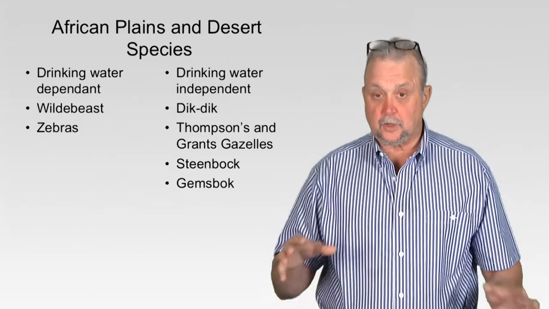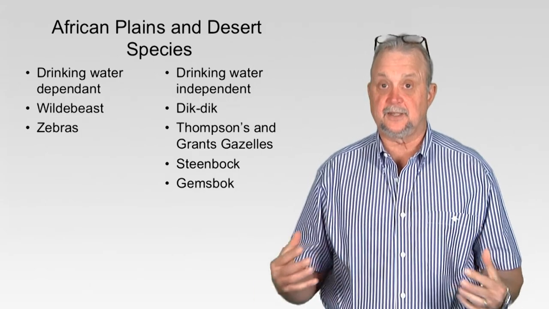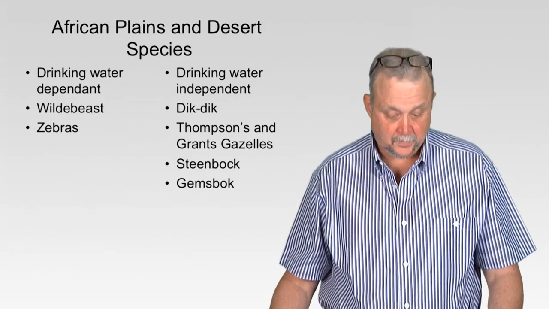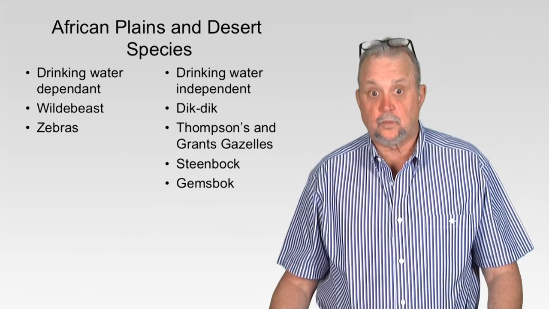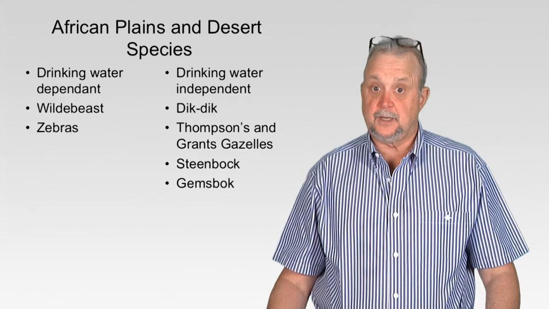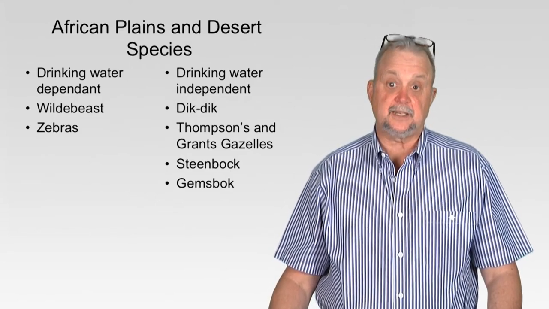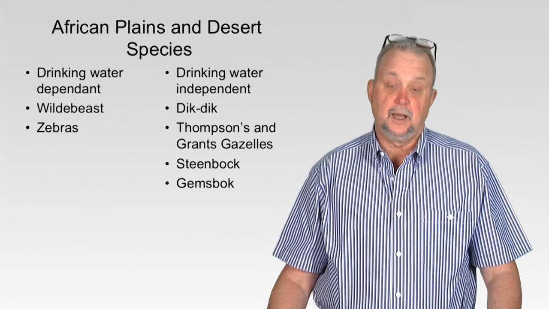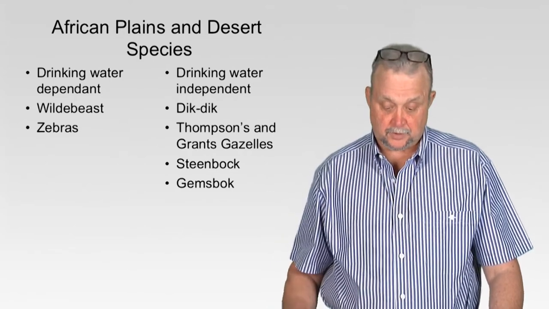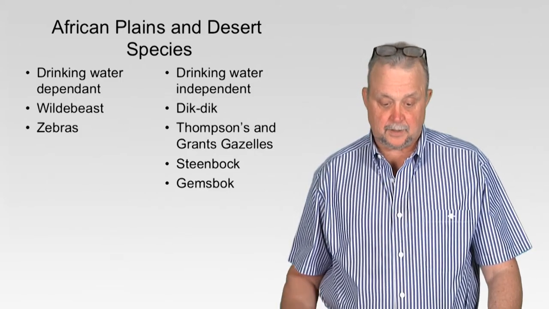And so let's look at a group of animals that you're probably somewhat familiar with, and that's the Serengeti Plains. You've got animals that are drinking water dependent, the wildebeest and the zebras, and then you've got species like the Dik-Dik, the Thompson's and Grant's gazelles, the Steenbok, and the Gemsbok, which I showed you a picture of earlier. They're drinking water independent. So how does that affect them?